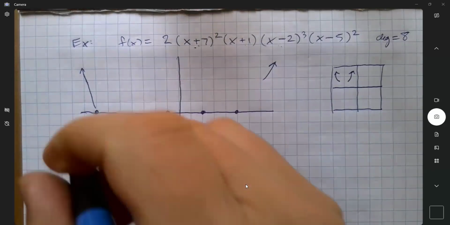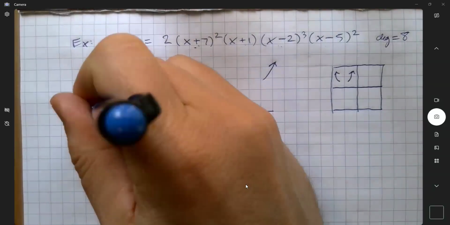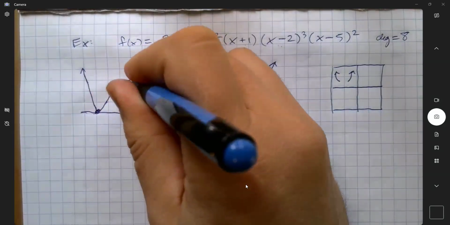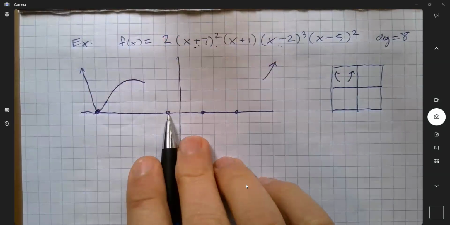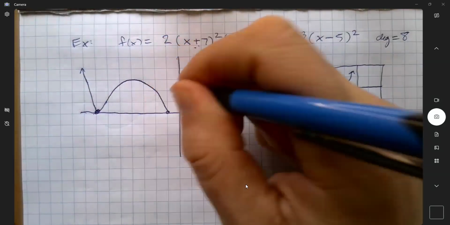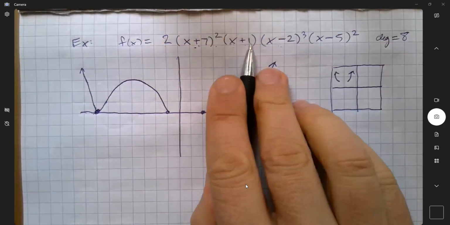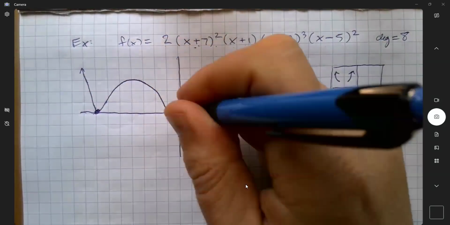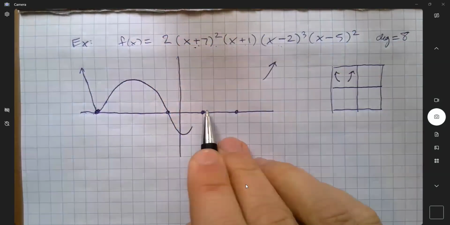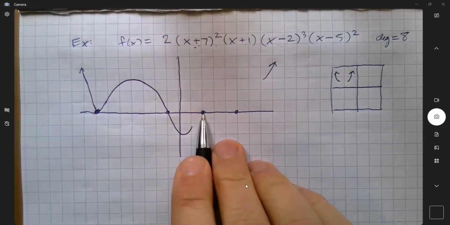It should look quadratic, so it's going to come down and bounce off. And then it has to turn around again because it has to get back to the x-intercept at -1. And when it gets close to the x-intercept at -1, it has to cut through because x plus 1 is the linear term. It'll have to turn around again to get back to the x-intercept at 2.